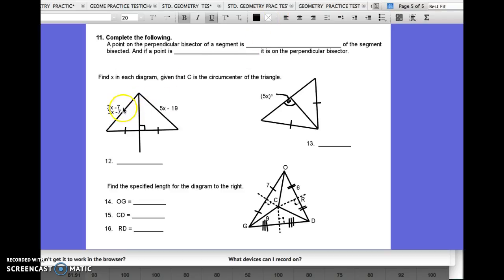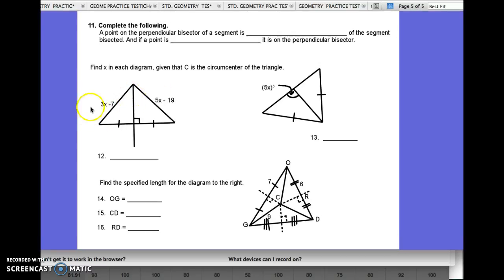All right, let's take a look at this first one here. It says find x in each diagram, given that C is a circumcenter. So, first of all, I want to make a correction here. Good, it corrected itself.